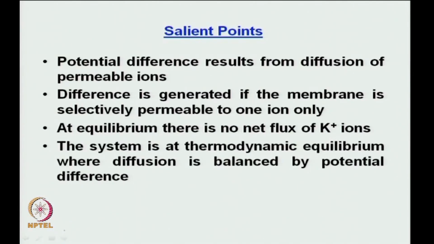The system is at thermodynamic equilibrium where diffusion is balanced by potential difference. Now, that is what you have to have, because what is the net flux? Your net flux is composed of two things. One is your concentration gradient diffusion, and the other one is your potential gradient. And in equilibrium, what will happen to the flux? That flux would be equal to 0. That means these two would be balancing each other out, and that is what you mean here. Okay.